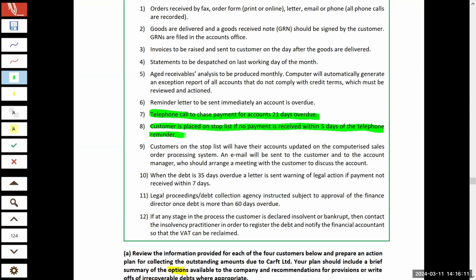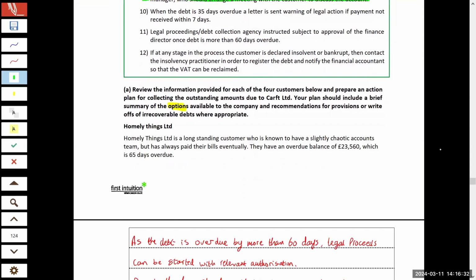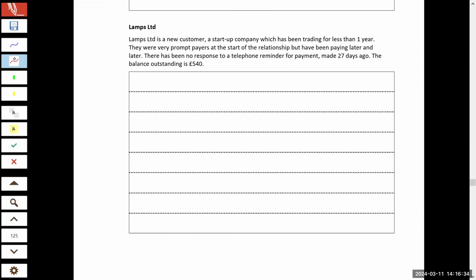Okay, equal to that. So that means, obviously, you know what a stop list is. We suspend any sort of sales moving forwards until the debts are satisfied. And equal to that, the sales manager should arrange to deal with them. So the options are the account goes on stop and the sales manager gets in touch with them. Okay, or the account manager, I should say, would be a bit more specific. So let's write those points down. Okay.